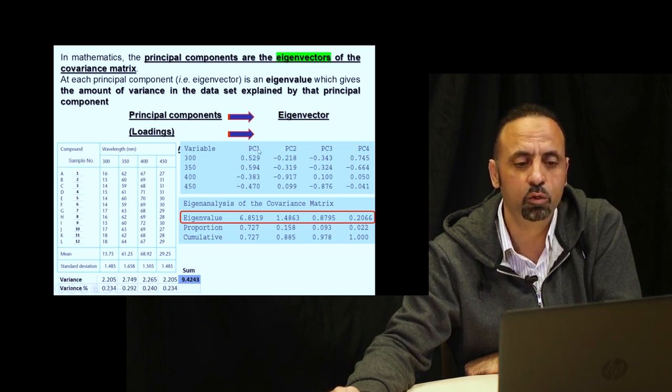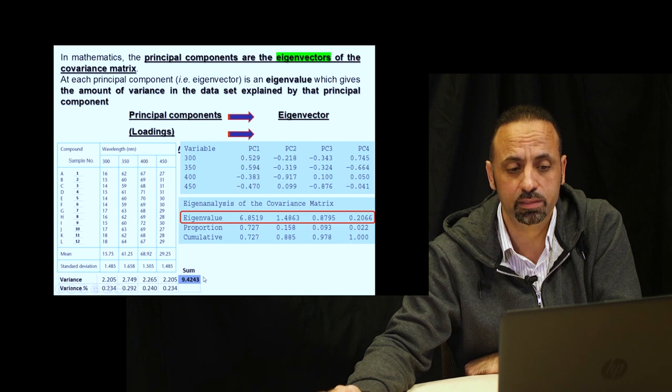So principal component 1 captured 6.85 from 9.4, and PC2 captured 1.4. As a percentage, as you see here, this principal component captured about 72% of the variation, because this is 6.85 and this is 9.42. So principal component 1 captured about 72% of the variation, and the second principal component captured about 15%, and the third principal component captured 9%, and so on.